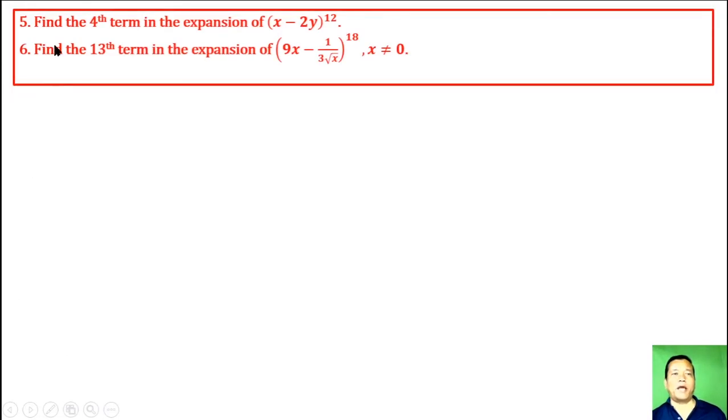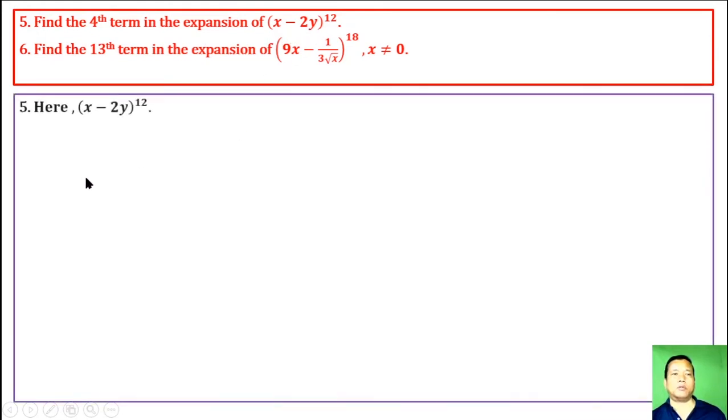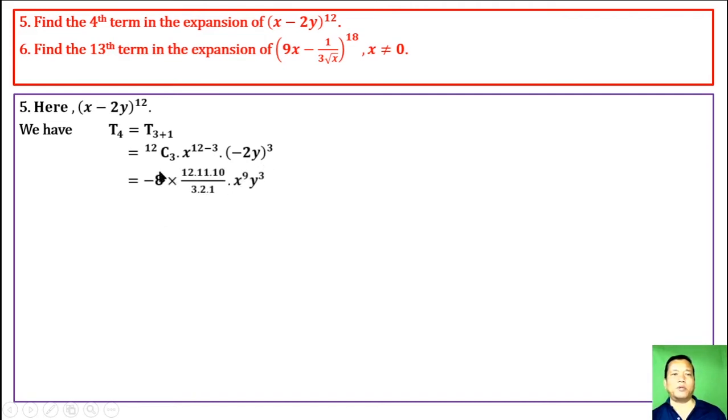Question number 5. Find the fourth term in the expansion of (x minus 2y) whole to the power 12. We have T4. The fourth term is T of 3 + 1. Applying the general formula, we get 12C3 into x to the power 12 minus 3 into (minus 2y) whole to the power 3. Simplifying, 2 cubed is 8, so we get minus 1760 x to the power 9 into y cubed.